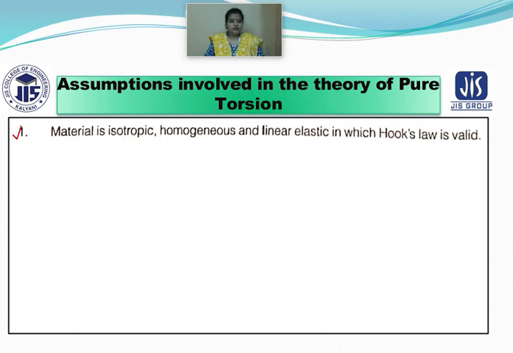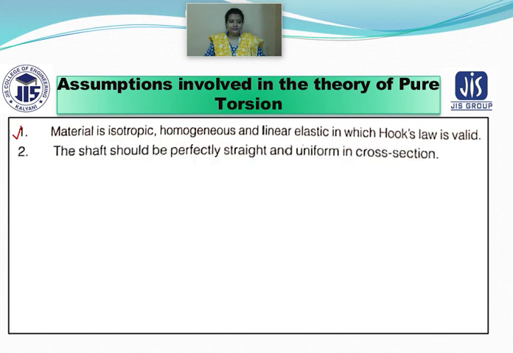Now let's move to the second assumption: the shaft should be perfectly straight and uniform in cross section. So you cannot use any sort of bent shaft, or some sort of distorted shaft. It should be perfectly straight, and not only straight, the cross sectional area has to be uniform.